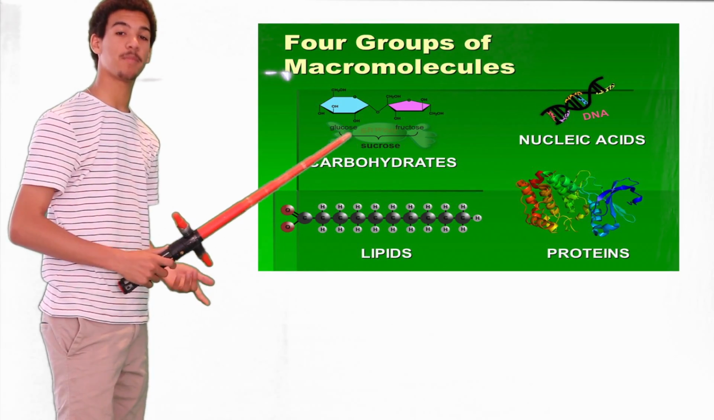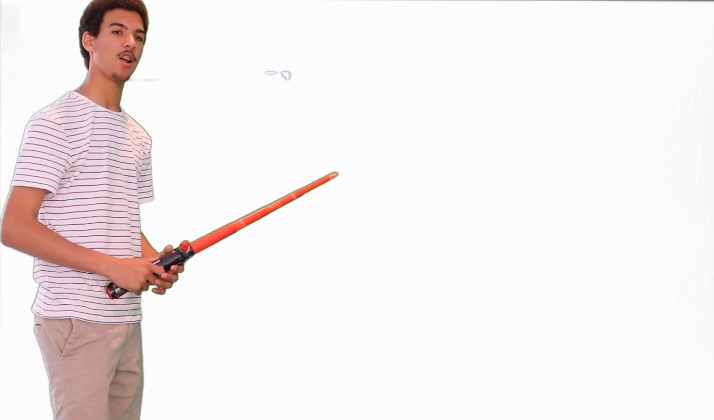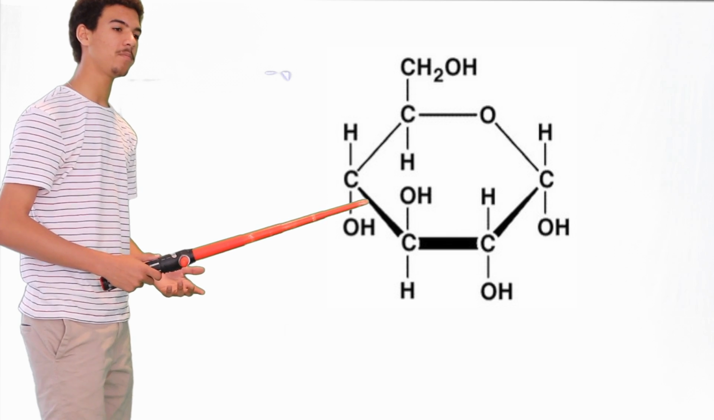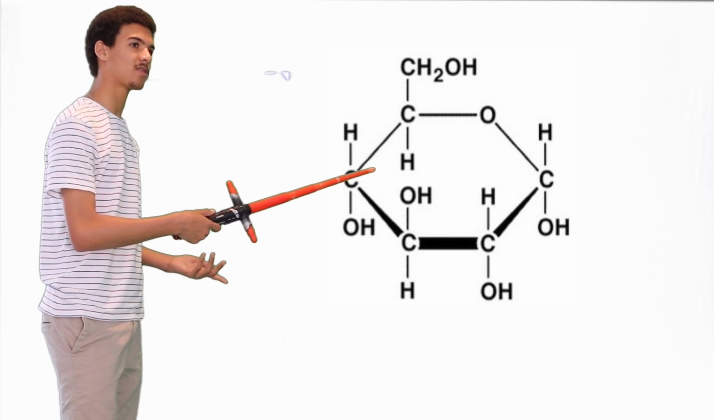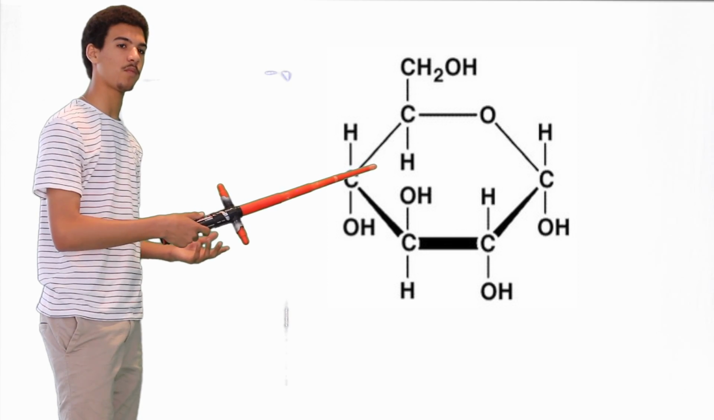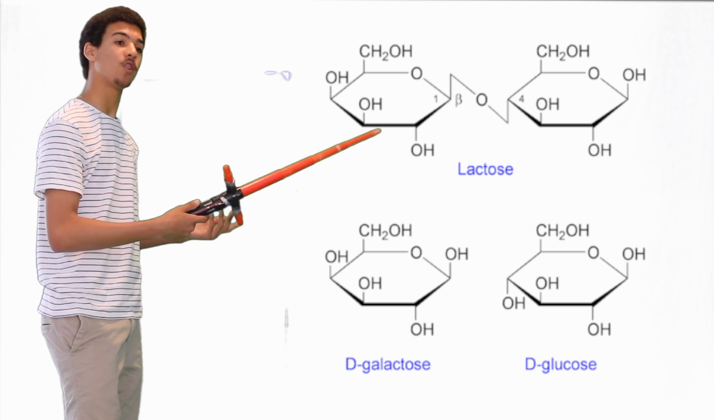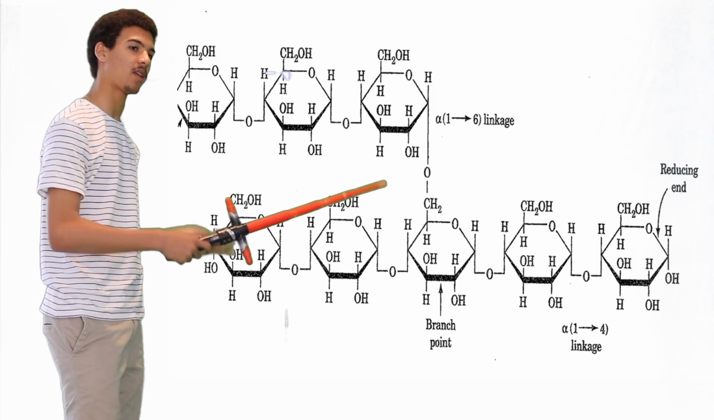Hello everyone, and I'll be telling you today about the 4 macromolecules of biology. The first macromolecule, carbohydrates, has a monomer called a monosaccharide, and it looks like this. 2 monosaccharides when combined become a disaccharide, and if you combine 2 or more disaccharides, they form a polysaccharide.